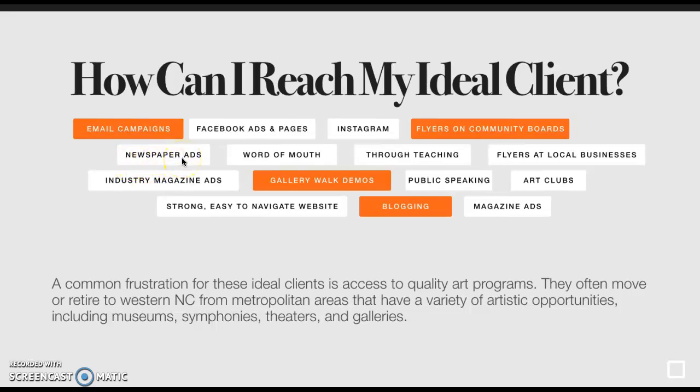Newspaper ads, again, kind of reaching the people who are both new media savvy and still read the paper. Going for that word of mouth. And again, I'll meet a lot of people through teaching, and again, heading back into that word of mouth, putting out flyers at local businesses. There's a few bagel shops and coffee shops that keep the regulars with time to spare around.